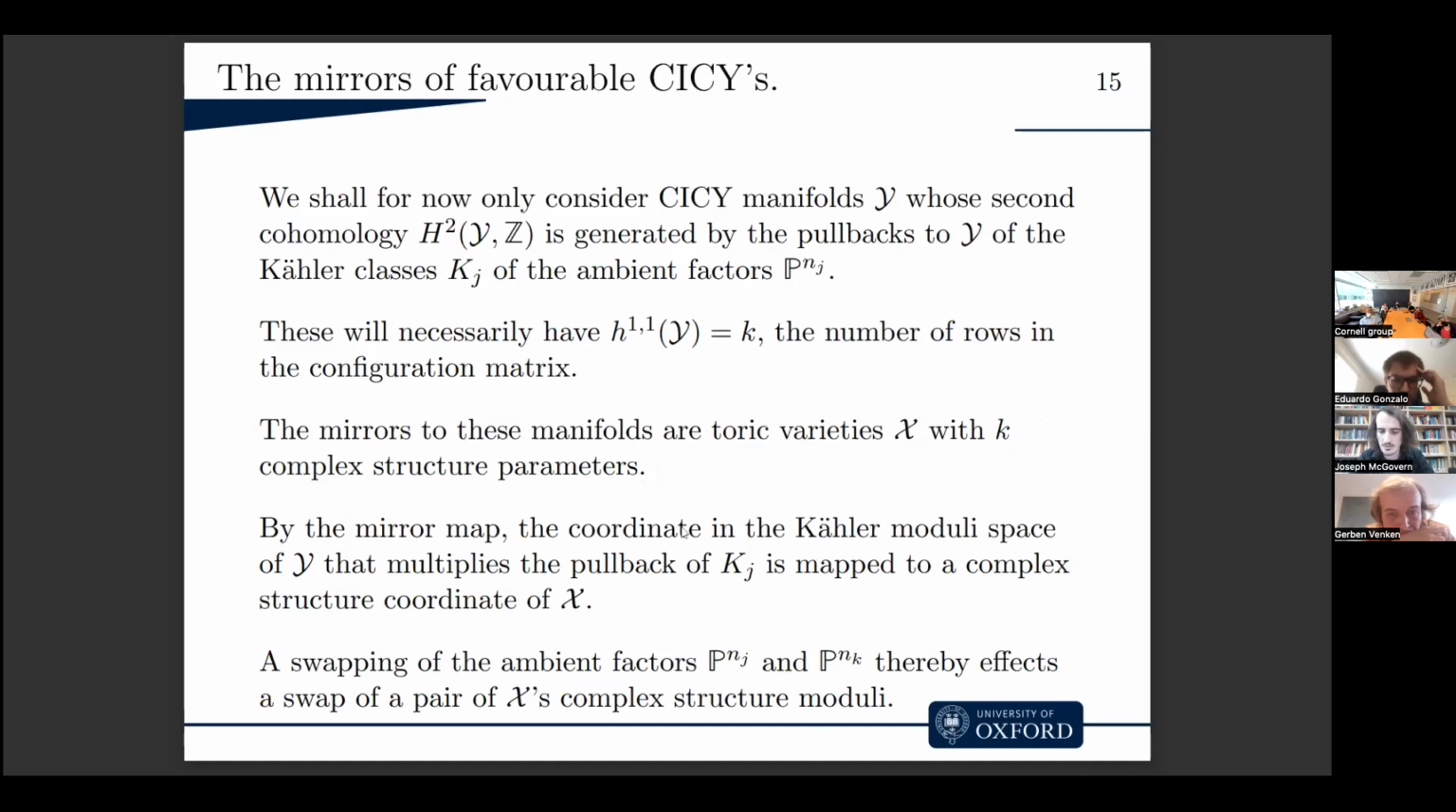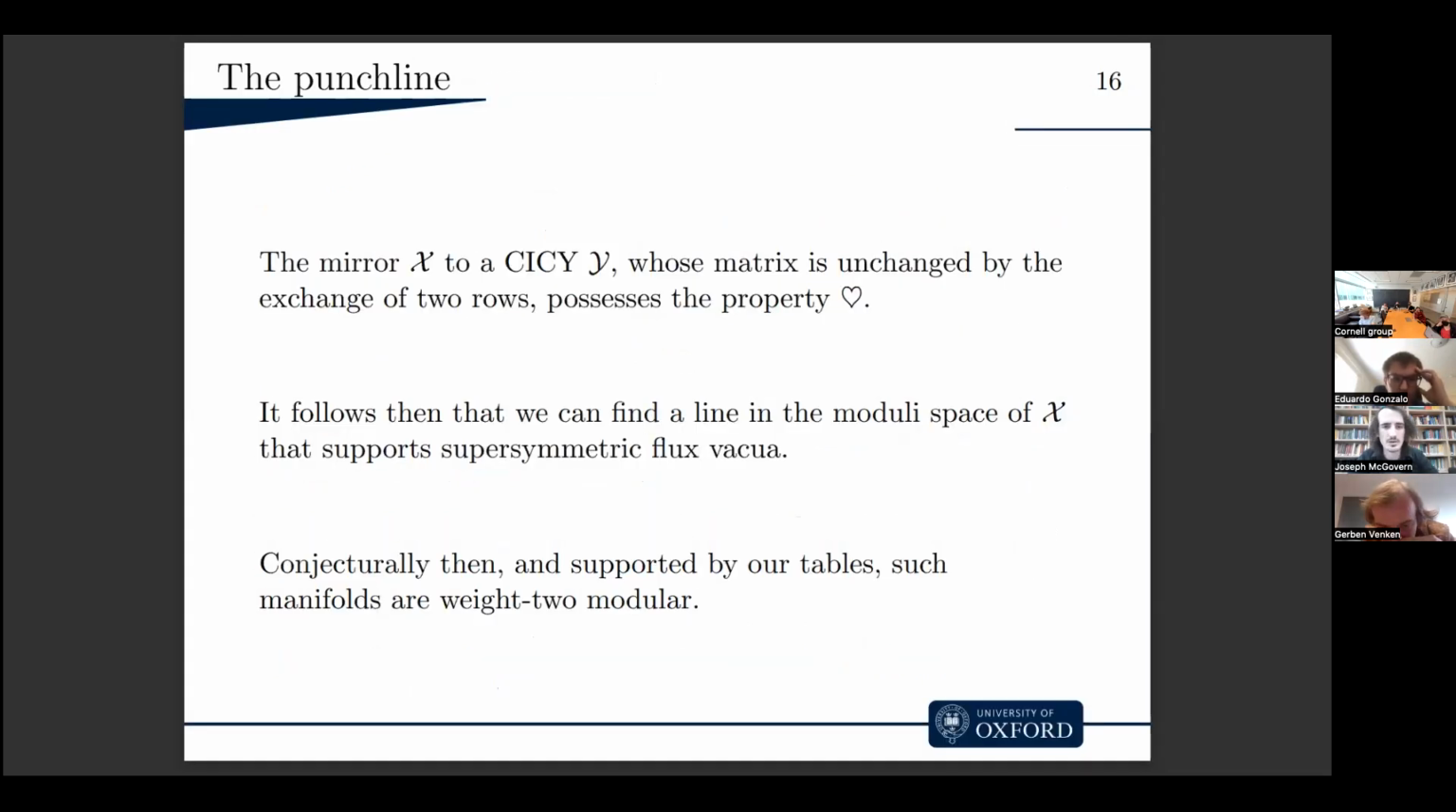And that's the smoking gun, because if we have a complete intersection Calabi-Yau manifold, and the configuration matrix isn't changed by such a permutation of the rows, then the mirror is going to possess this property heart, so that we get a flux vacuum with supersymmetry, and so then, conjecturally, we get modularity.